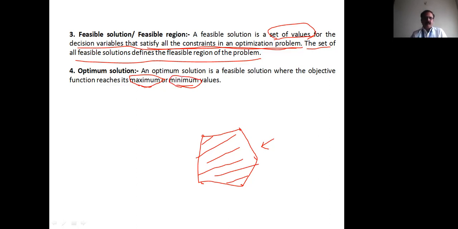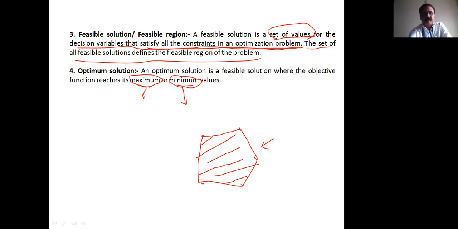It depends upon the type of function. If the function is profit, then it is always desired to have the maximum profit. If it is manufacturing time or manufacturing cost, then it is always desirable to have the minimum manufacturing cost or time. All these are optimum solutions, that is, the value of the objective function, either maximum or minimum. These are some of the important basic terms involved in linear programming.